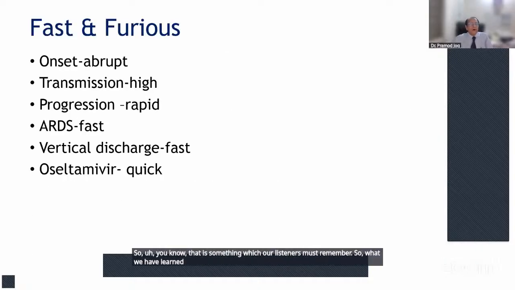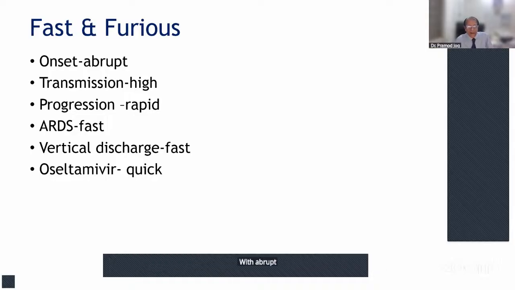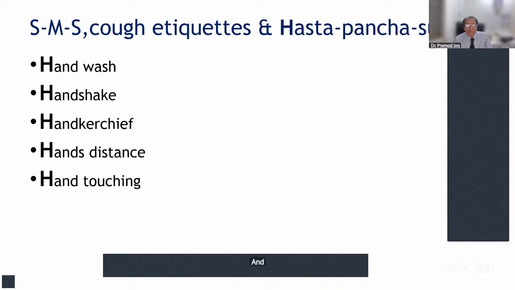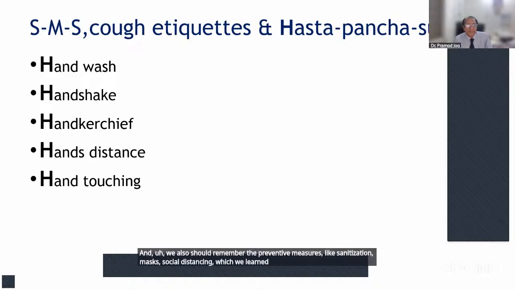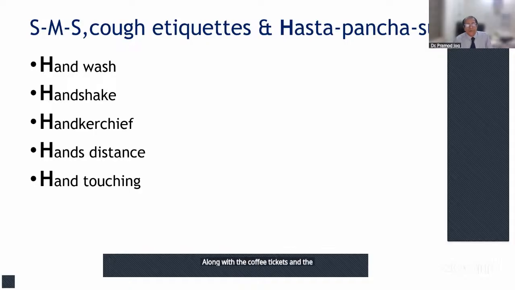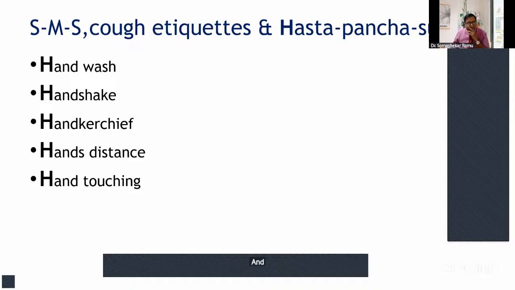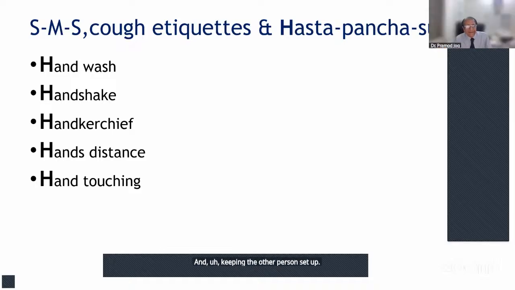So, what we have learned till now is that this influenza virus is a fast and furious virus with abrupt onset, high transmissibility, rapid progression to complications like ARDS, and that's why we have to be quick in starting oseltamivir also. And we should remember the preventive measures like sanitization, masks, social distancing, which we learned so much during COVID times, along with cough etiquette and the 5 rules related to the hand, like hand washing, avoiding handshaking, using the handkerchief, keeping other persons at a hand's distance and avoiding hand touching, because the transmission is also through fomites.